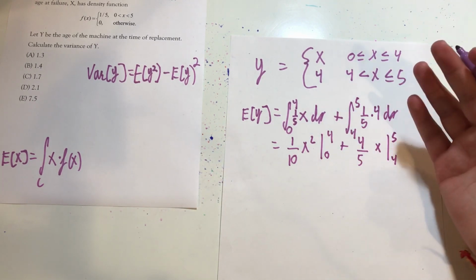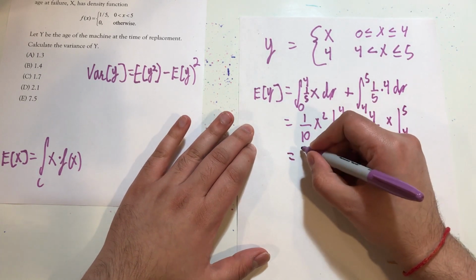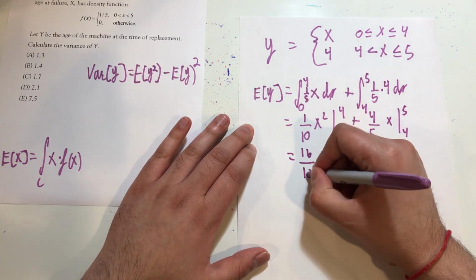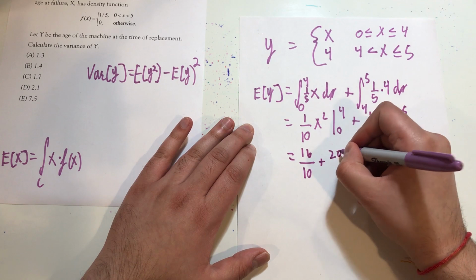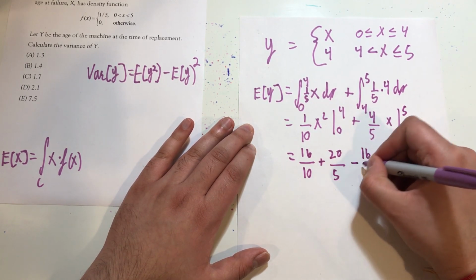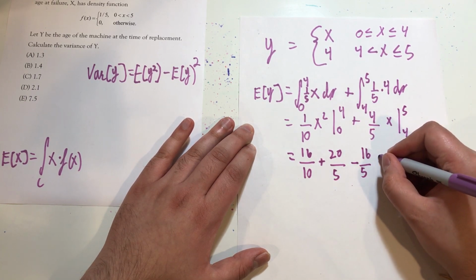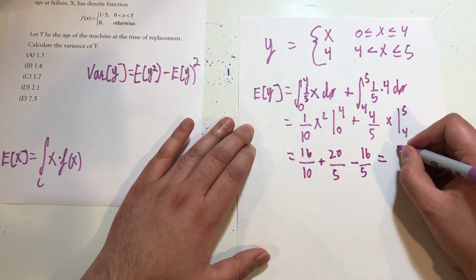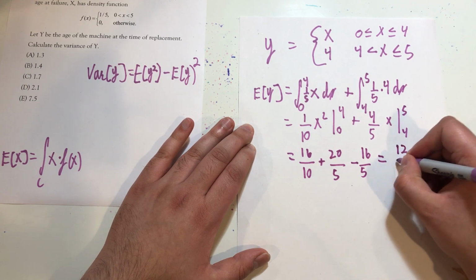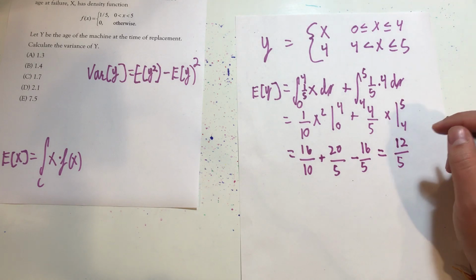Evaluating these, you could use your normal graphing calculator. You would get these numbers: 16 over 10 plus 20 over 5 minus 16 over 5, and you end up equaling 12 over 5. And that is the expected value of y.